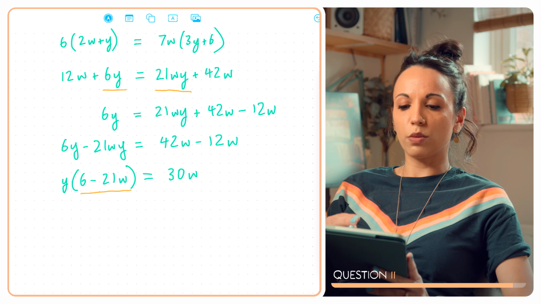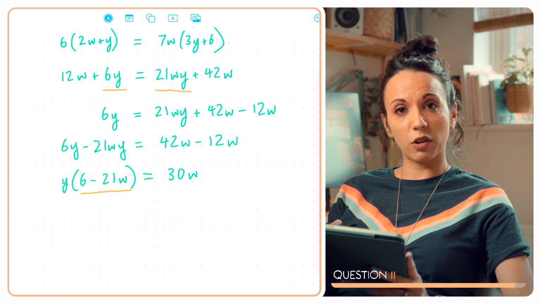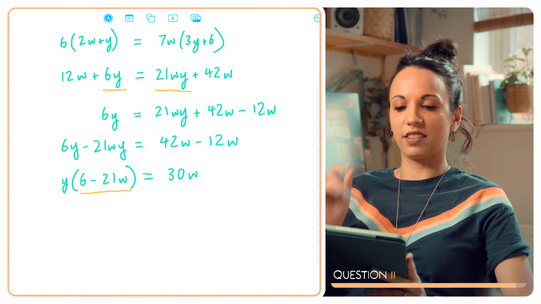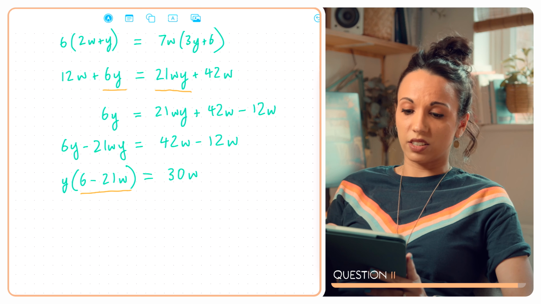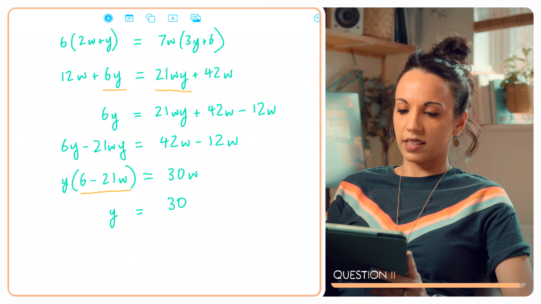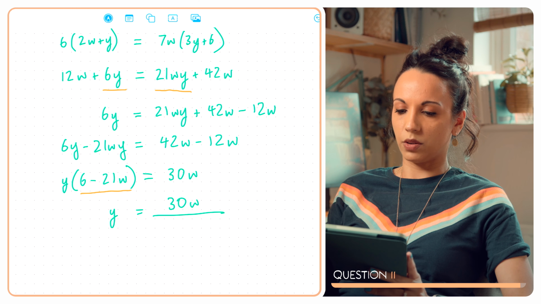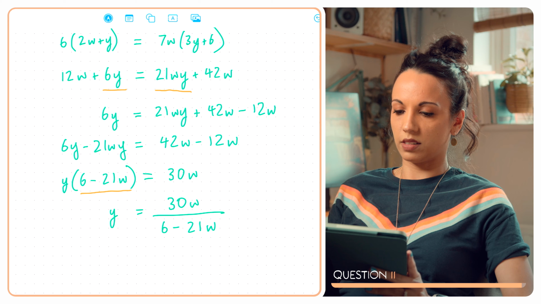So at the moment, the Y is multiplied by 6 minus 21W. What's the opposite of multiplying it? It's dividing by it. So we need to divide by 6 minus 21W on both sides. What that's going to do is on the left-hand side, it's going to leave us with just a Y. And on the right-hand side, we're going to have that 30W divided by 6 minus 21W.